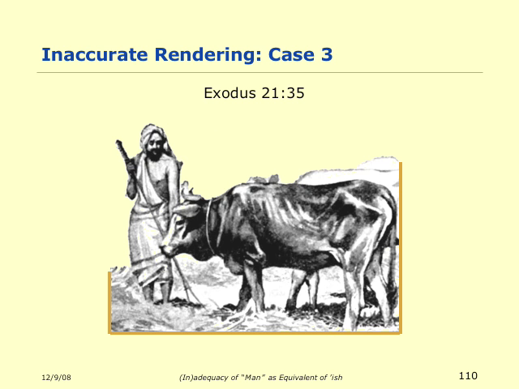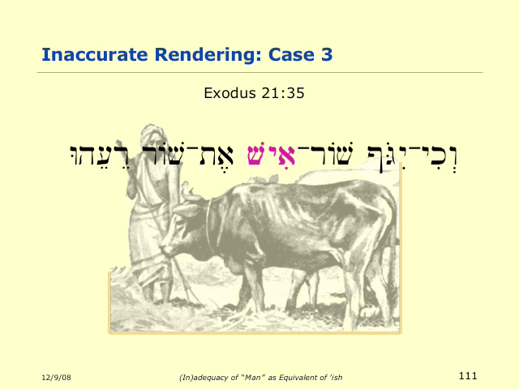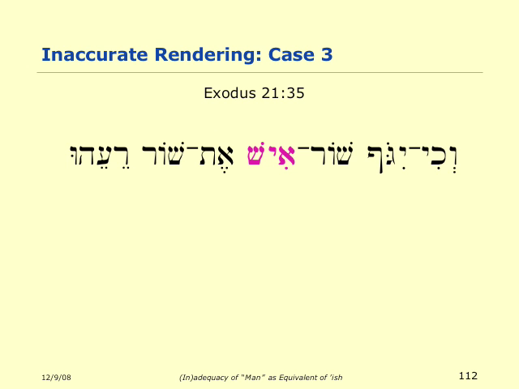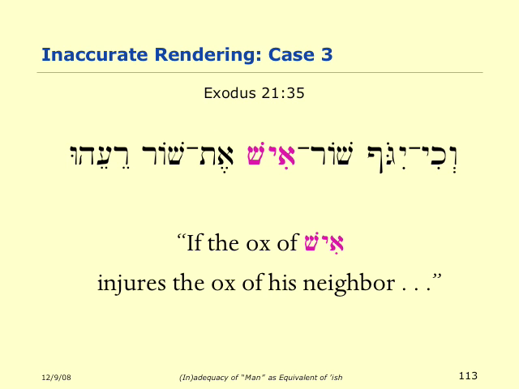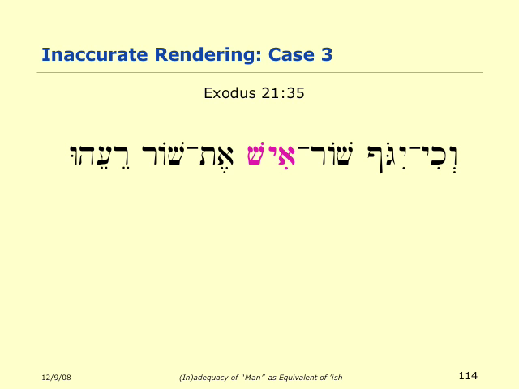This text begins the protasis of a law that is in the covenant collection. V'chi yigof shor ish et shoreehu. Again, here is the cotext in a typical published rendering. If the ox of ish injures the ox of his neighbor. In this case, the type of affiliation that ish conveys is evident from this clause itself.